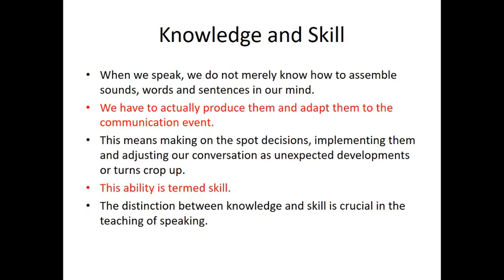This means making on-the-spot decisions, implementing them, and adjusting our conversation as unexpected developments or turns crop up. This ability is termed skill. So when these unexpected developments and crop-ups happen, that is actually where the skill comes into play. Knowledge and skills both are necessary.